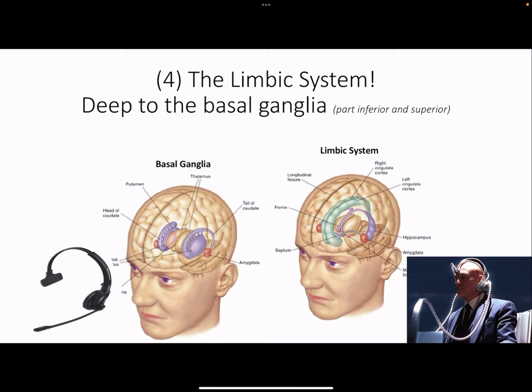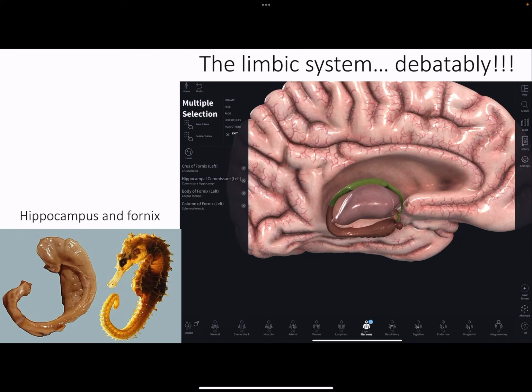Our fourth significant subcortical supratentorial structure, the limbic system. For the most part, this is deep to the basal ganglia, but actually, parts are inferior and superior, and it's kind of spread out a little bit more. Kind of reminds me of Cerebro from X-Men. The hippocampus and fornix kind of looks like a seahorse, and we can see this here, but let's go ahead and look at my dumb little animation.